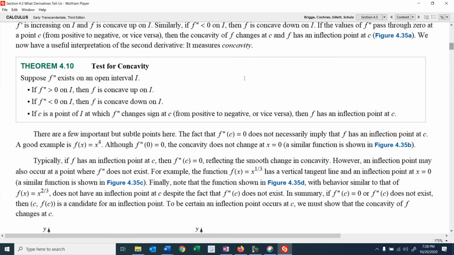Okay, now we do have a test for concavity. That's what theorem 4.10 is about. And so here's what that test says.